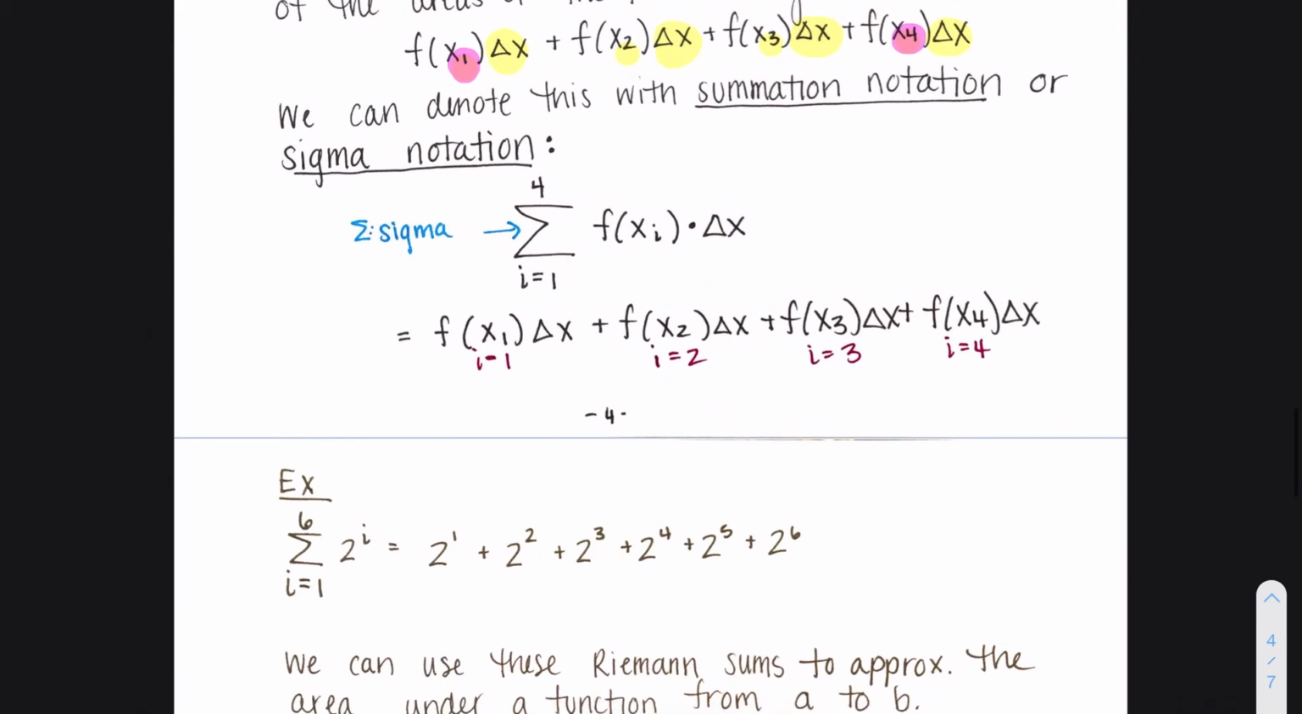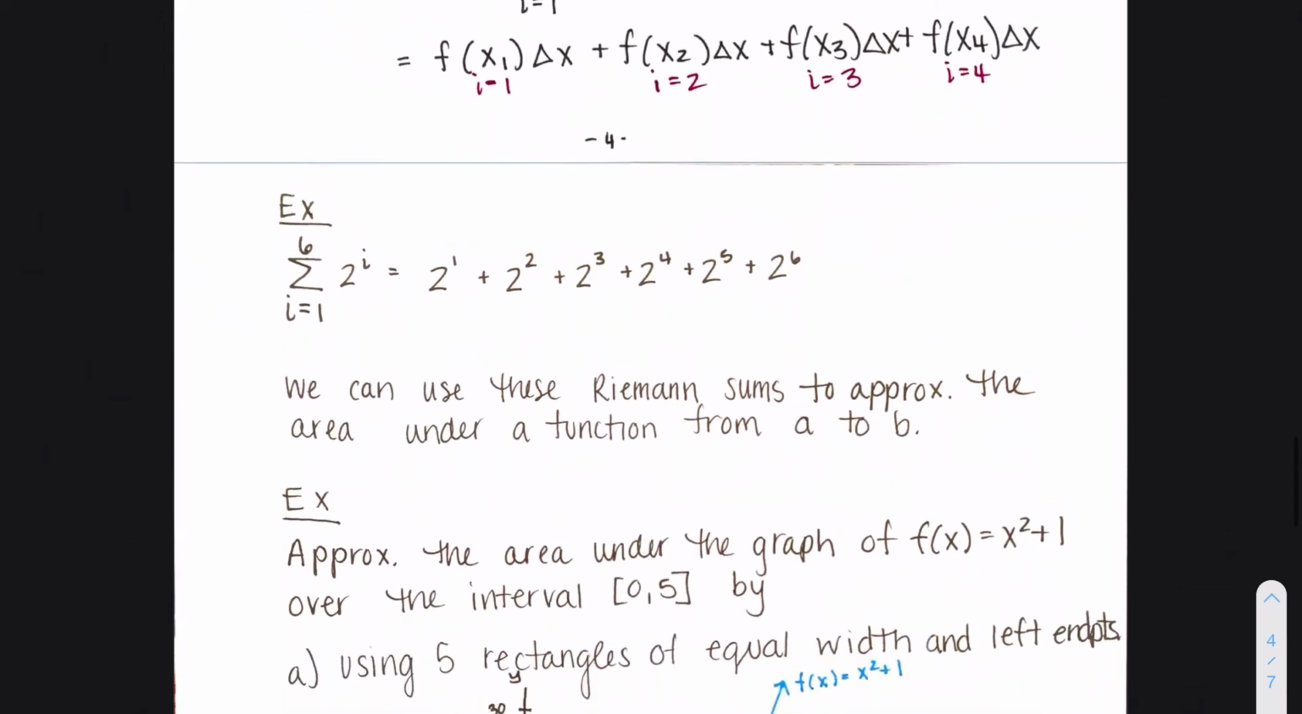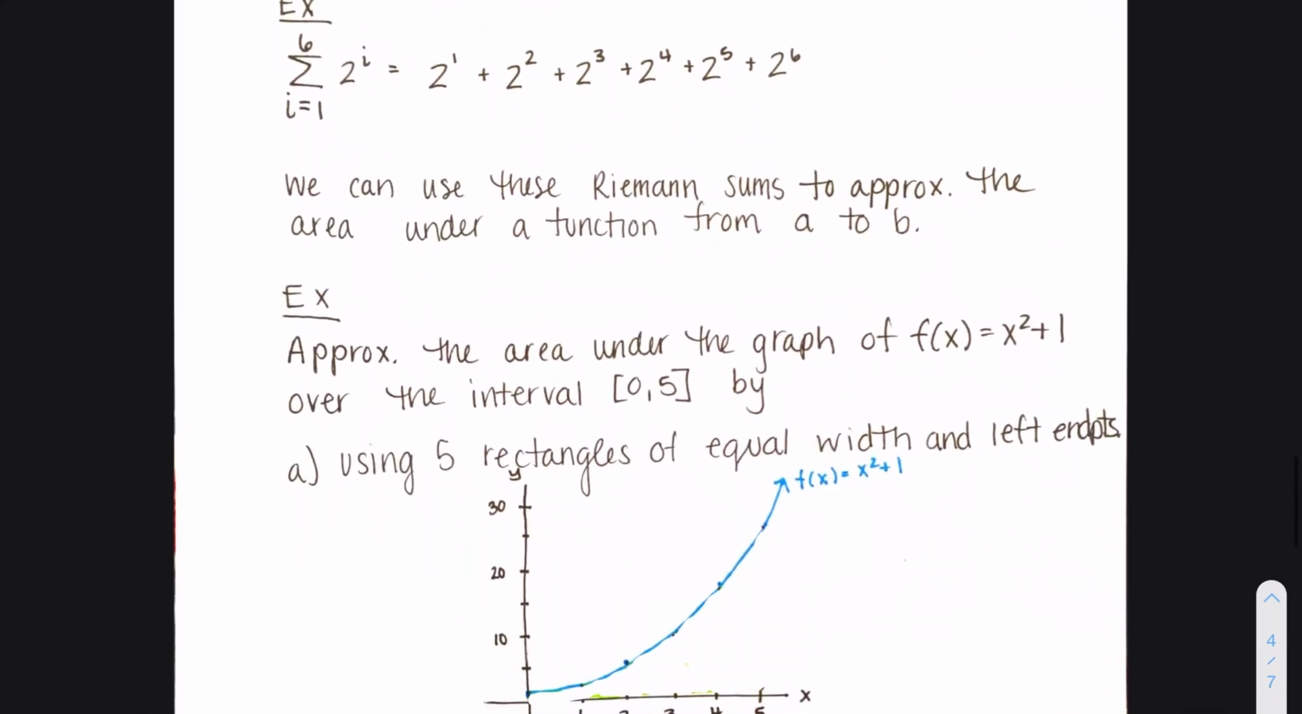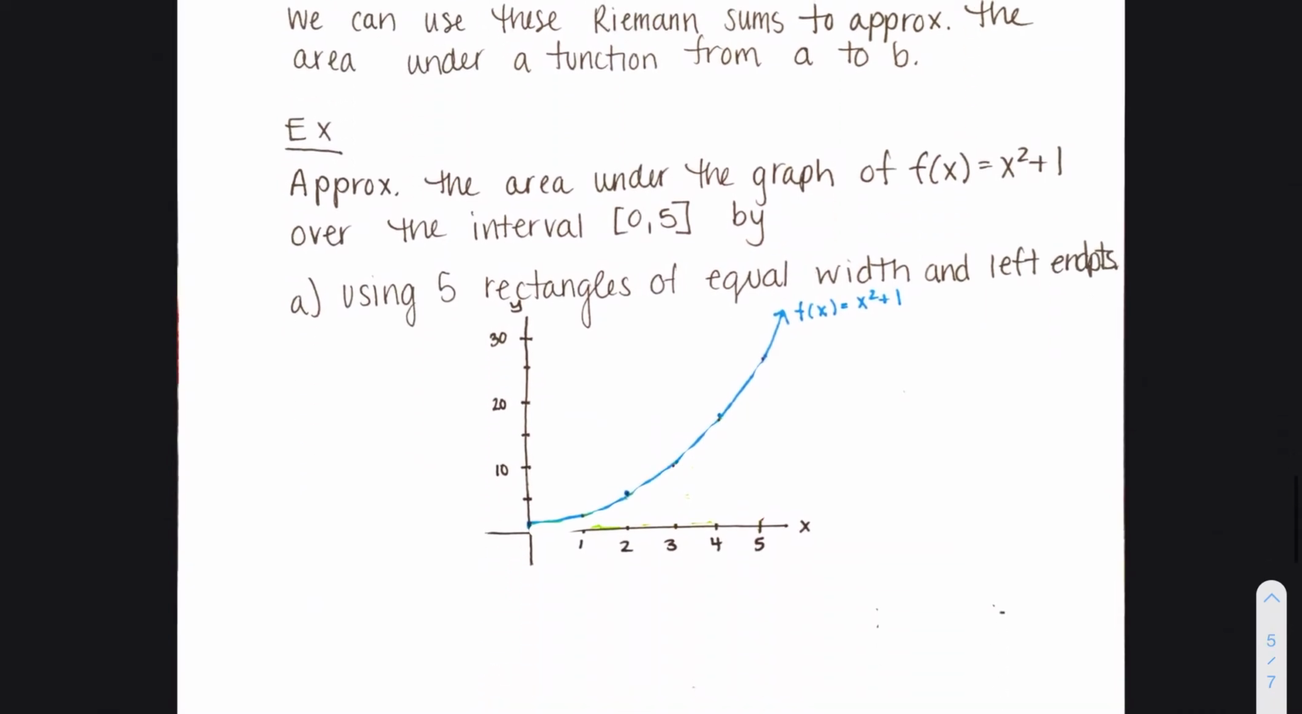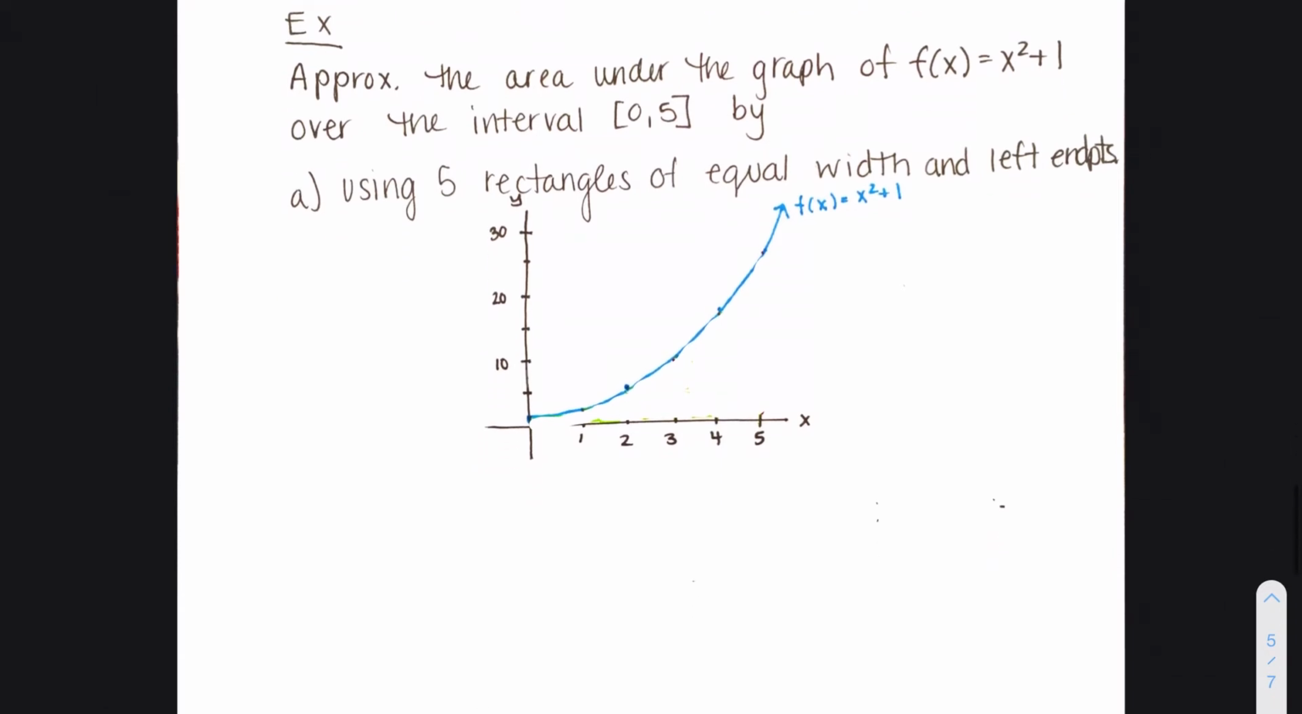So we can use these Riemann sums to approximate the area underneath a function because we can split it up and use the function outputs to get an approximation for the height. So let's work with a specific function. We're going to find the area under the graph of f of x equals x squared plus 1 over the interval from 0 to 5 by first using 5 rectangles of equal width, and we're going to use the left endpoints to get the height of the rectangles. So we've got our function here.